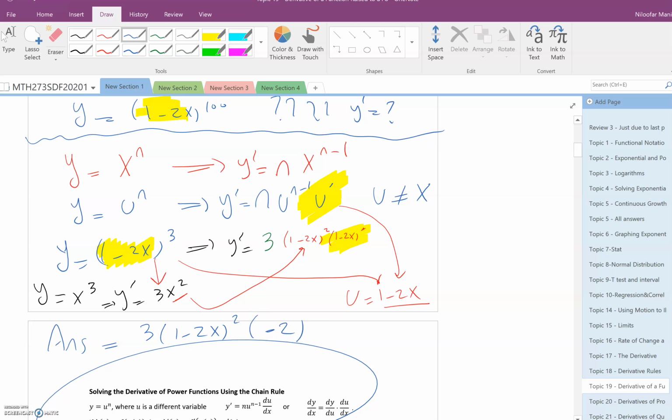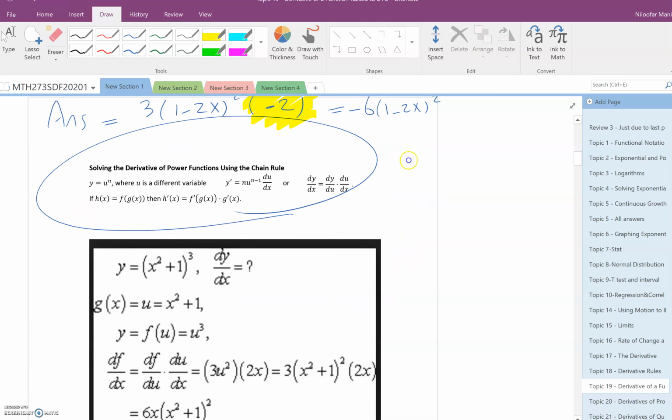This is the derivative of u. This is u prime. So wherever you have u, you have to do the same thing. Substitute u, times with u prime. That's important. U prime is important here. So then the answer is minus 6 times (1 minus 2x) squared, and you don't need to expand.